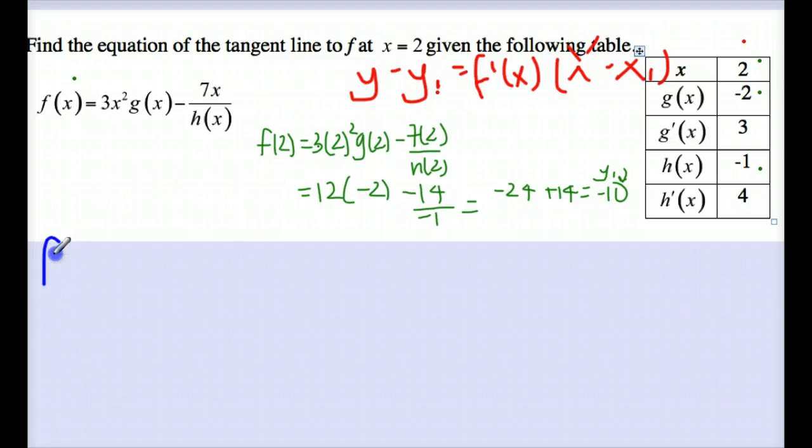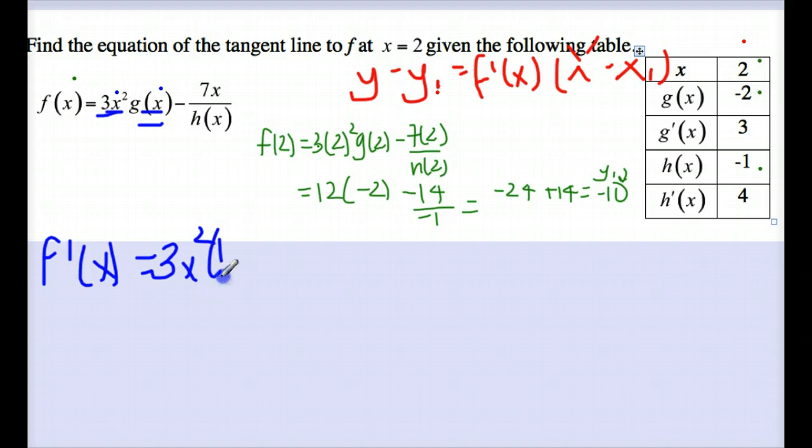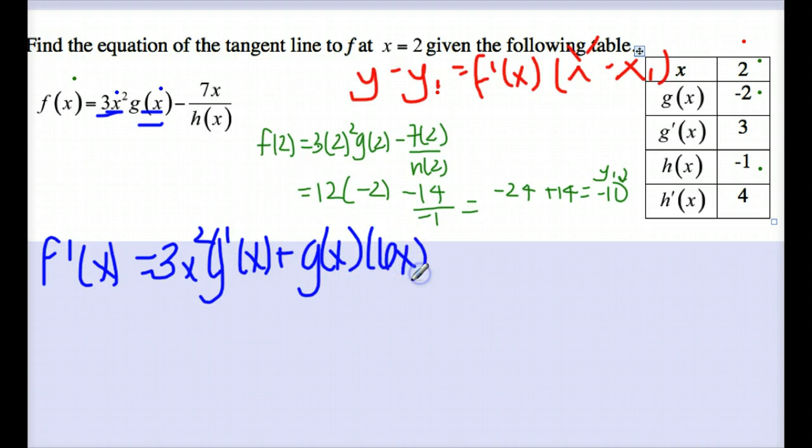I get f prime of x is equal to, well, take a look at this first piece. I have two x's right here, and if you notice, it's a multiplication problem. So what kind of rule do I need to use to take this derivative? Good, I need the product rule. So I'm going to do the first term times the derivative of the second, which is g prime of x, plus the second term, which is g of x, times the derivative of the first, which is 6x, right?